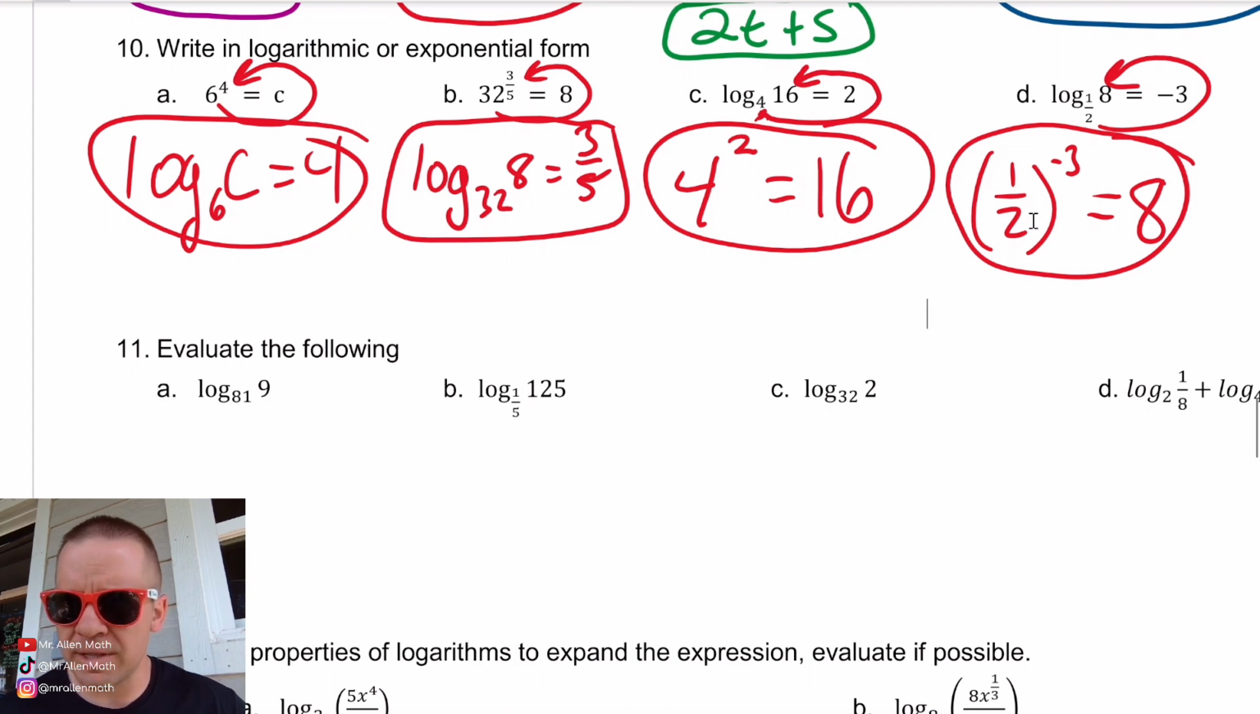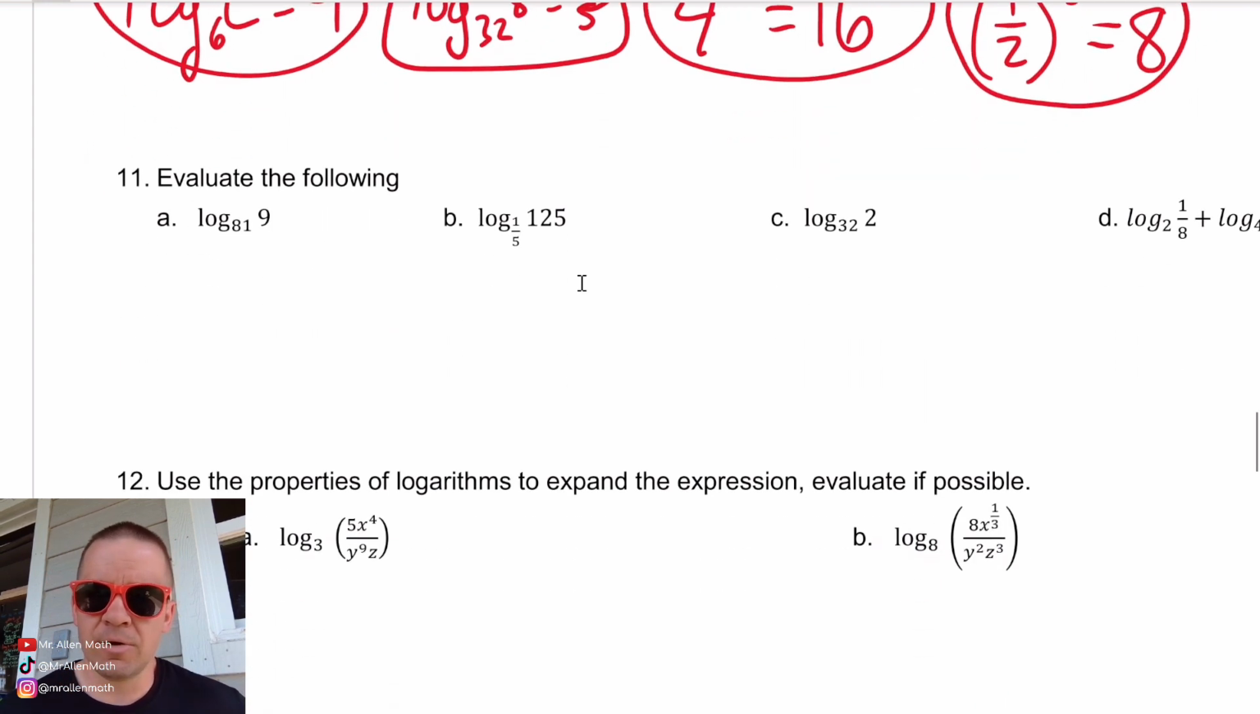Nice. Little tip about this one here, right? 1/2. If I have a negative exponent, it's flipped, right? So 2 to the 3rd is 8. So 1/2 to the -3rd is 8. Nice. Cool. Let's keep it going.